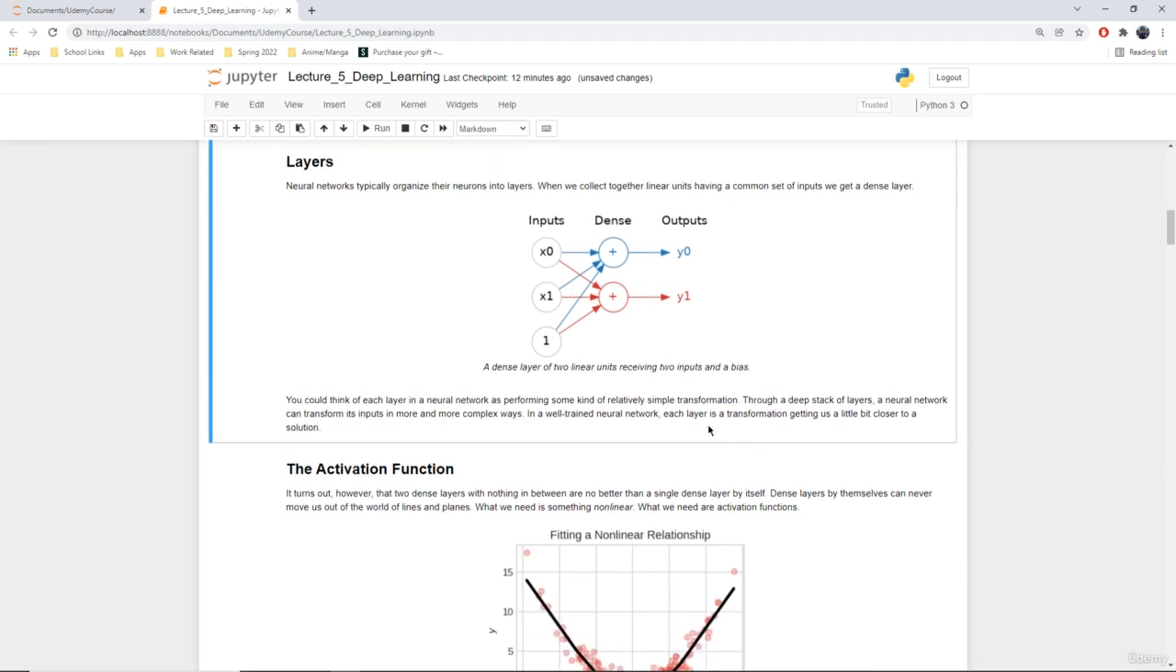But if we just keep it how it stands, we actually aren't doing anything. We're not getting closer and closer in between layers.